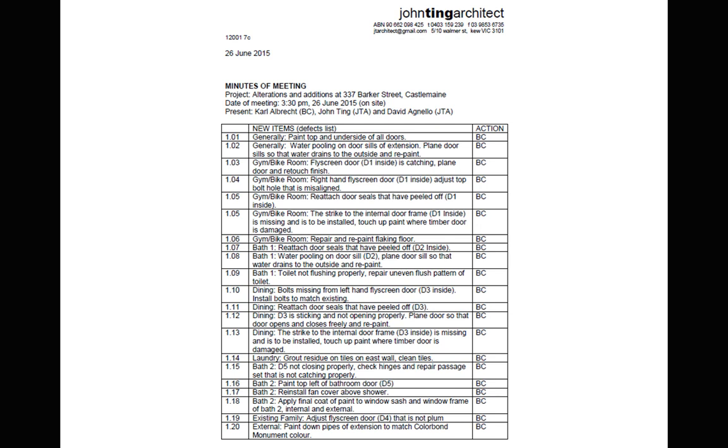And as you can see from this list, you're talking about tiny things. These are things that I always check for, because they're often things that people skimp on and don't check. Item 1.01 over there: generally, paint top and undersides of all doors. So what they've done is just painted the fronts, backs, and sides of doors, but not the undersides and not the top.